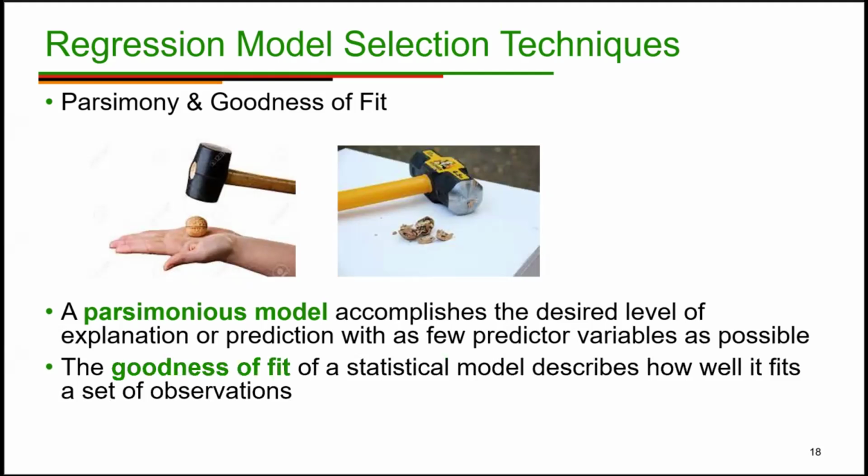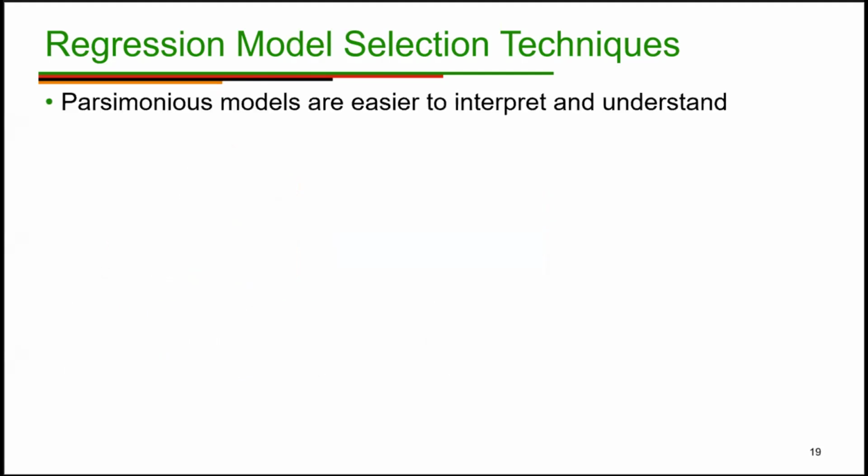Oftentimes we hear residents asking us, okay, so how many independent variables should I have in my model? And so whenever you're thinking of that, try and think of parsimony to avoid overfitting the model, and of course also underfitting the model, because really this comes in when you're trying to look at the model goodness of fit.